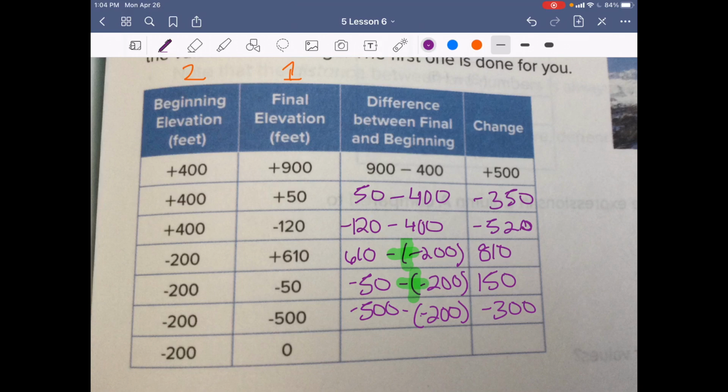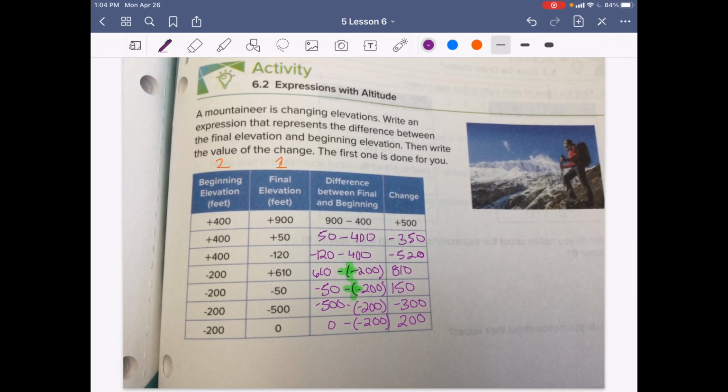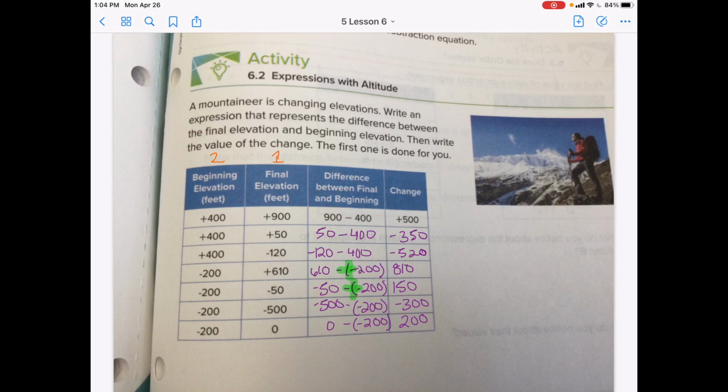Our final elevation was 0. We're subtracting 200. And we ended at 200 feet, positive. Let's turn the page.